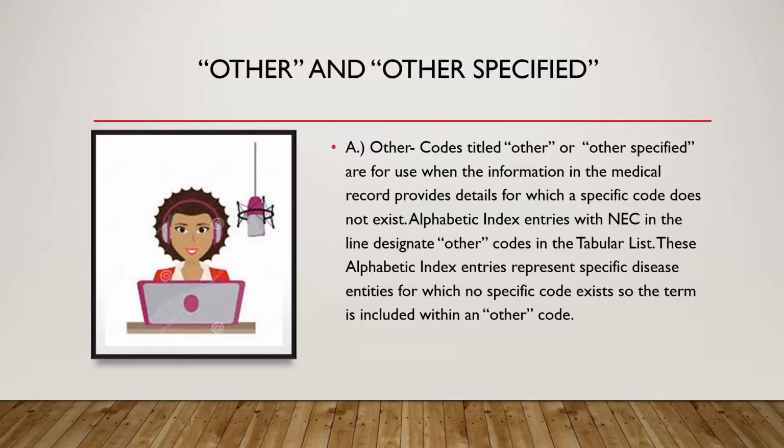So, Section A in ICD-10 Coding Guidelines, other is defined as codes that are titled other or other specified are for use when the information in the medical record provides details for which a specific code does not exist. So in our alphabetic index entries with NEC, also known as not elsewhere classified, in the line, designate other codes in the tabular list. These alphabetic index entries represent the specific disease entities for which no specific code exists, so the term is included within an other code.